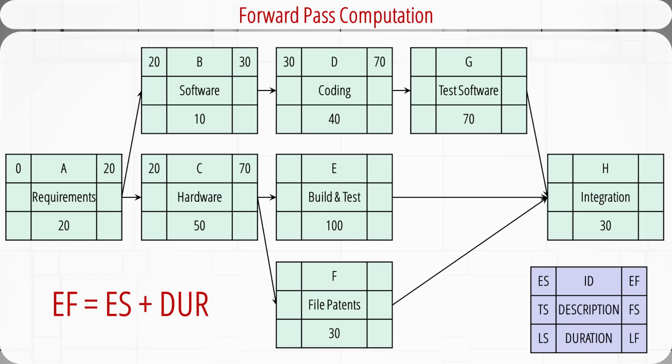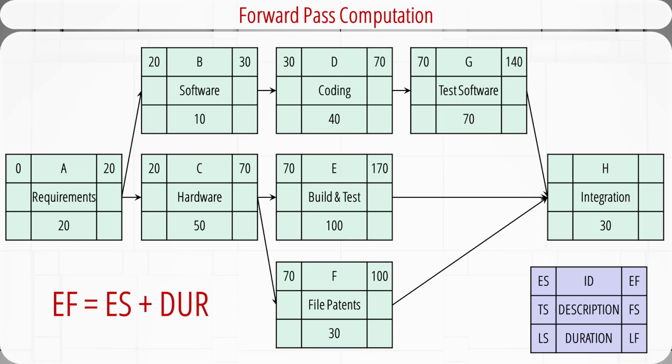For D, the early start time will be 30. Early finish is 30 plus 40 equals 70. Carry this over to G. 70 plus 70 is 140. Because the successor H is a merge activity, we have to wait and calculate the early finish time for E and F first.